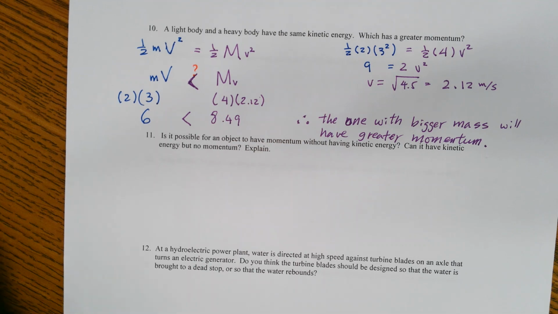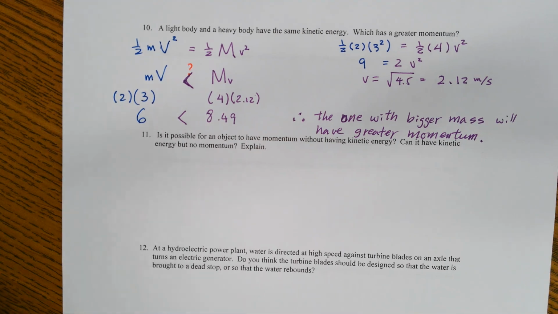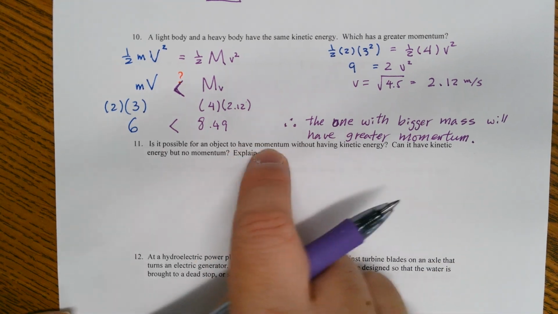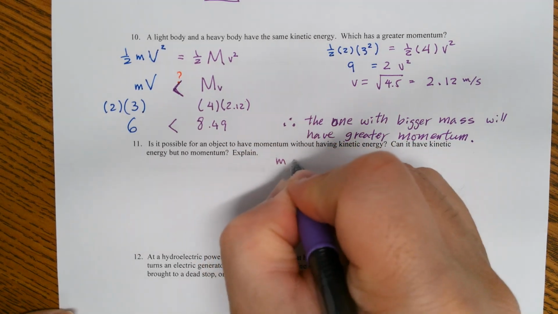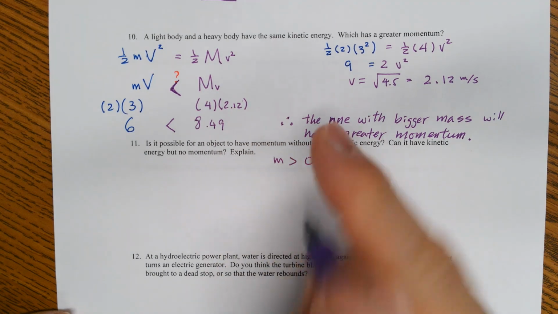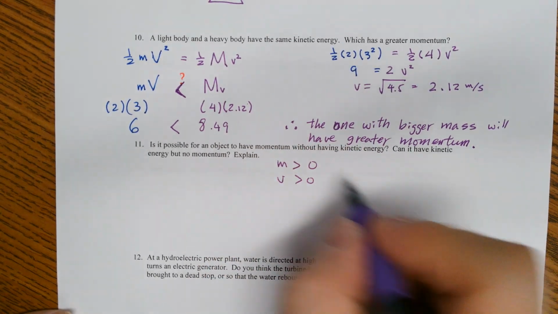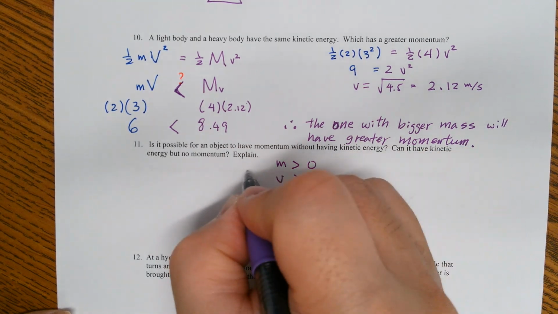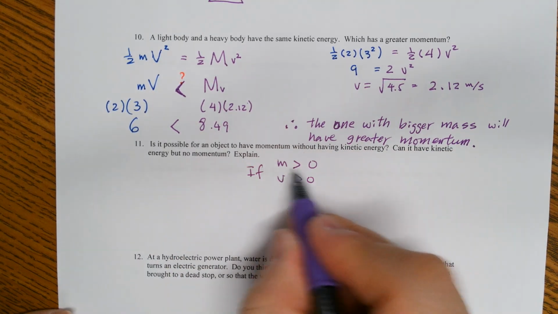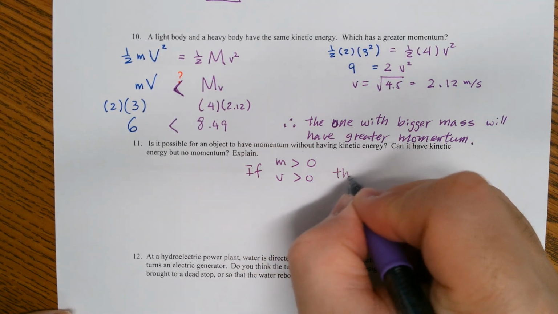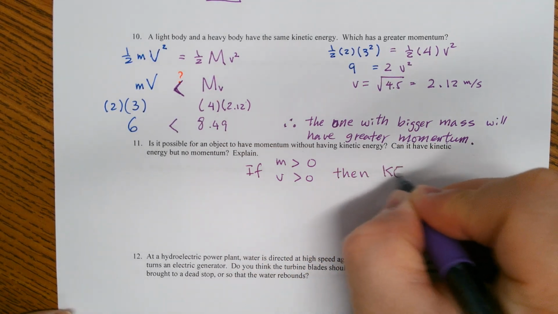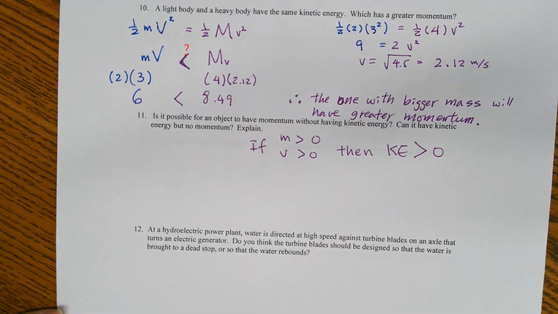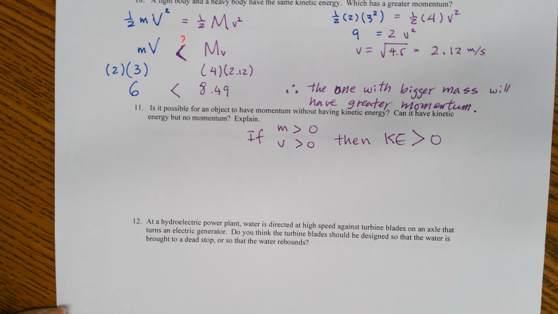Number 11. Is it possible for an object to have momentum without having kinetic energy? Oh, come on. If you have momentum, your momentum is non-zero, bigger than 0, and your v has to be bigger than 0, then kinetic energy cannot be 0, right? So if m is greater than 0 and v is greater than 0, then kinetic energy must be greater than 0, right?